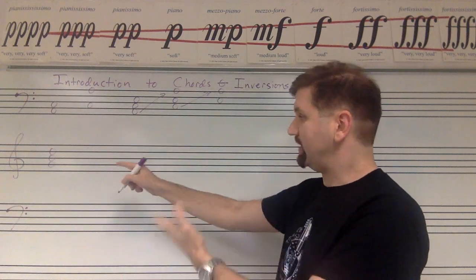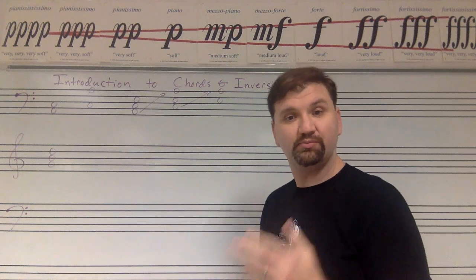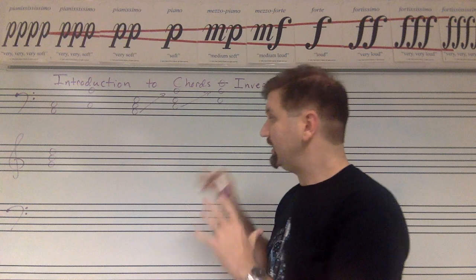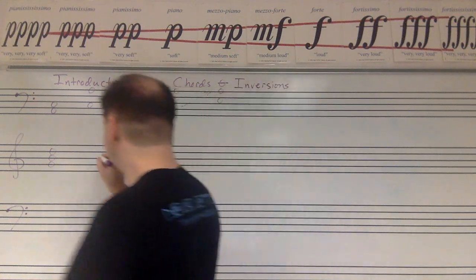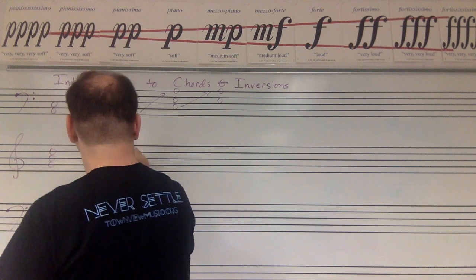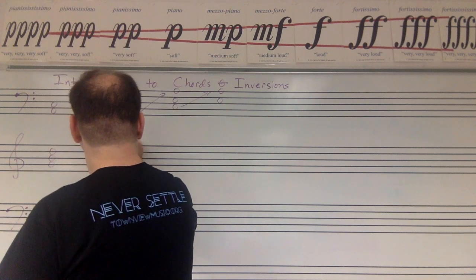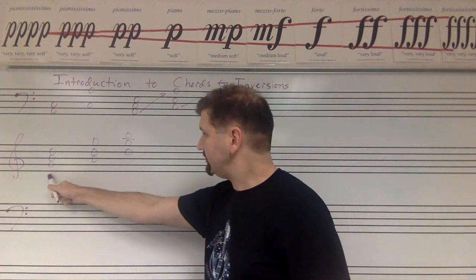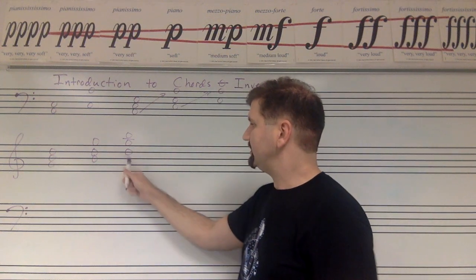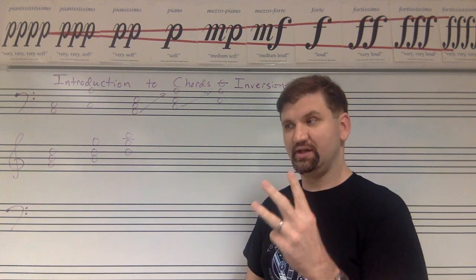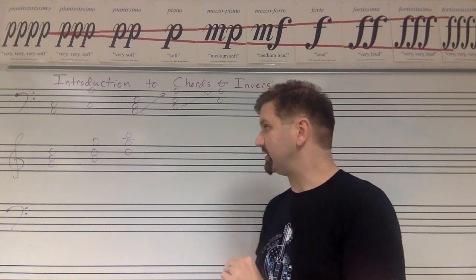In this case, we have three pitches, G, B, and D. This is a root position G chord. That chord could also be written this way, or that way. Root position, first inversion, second inversion. They're the same three pitches. It's just we're changing which one is on bottom.